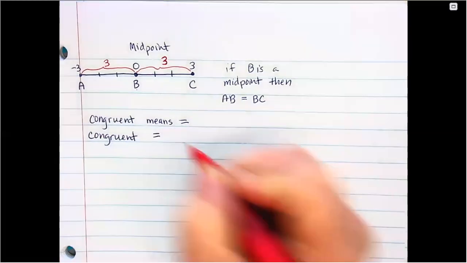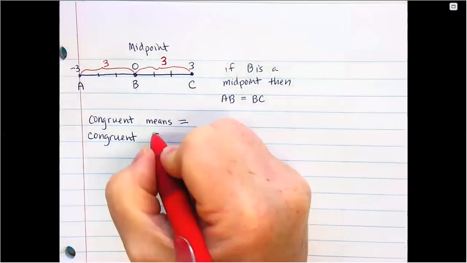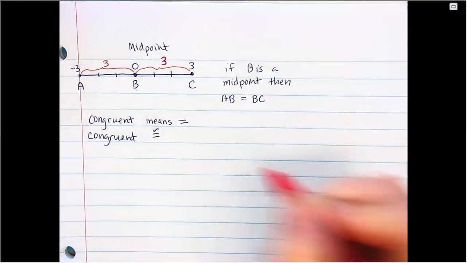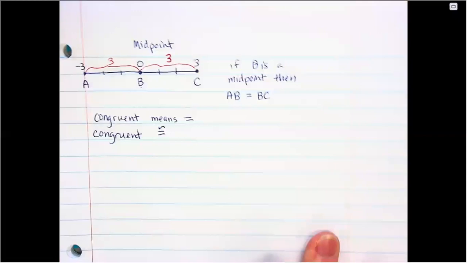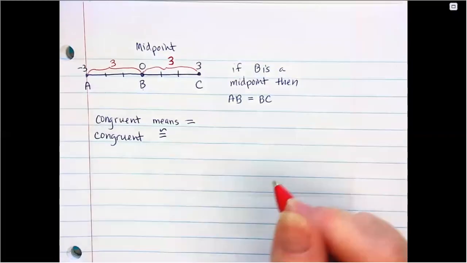And we have a special symbol for congruent. It's equal with a little squiggly over it. So if you see equal or equal with a squiggly over it, just know it's equal.